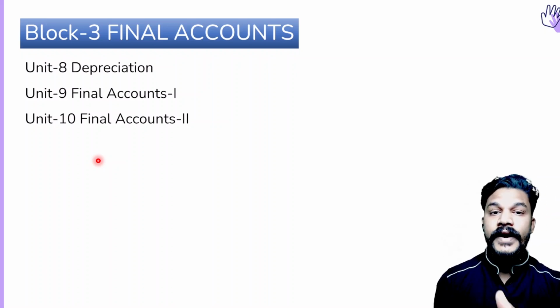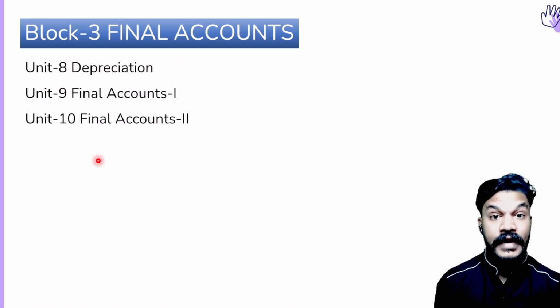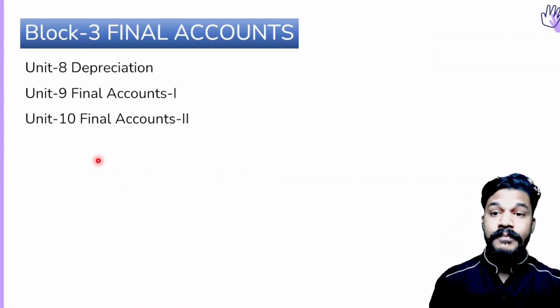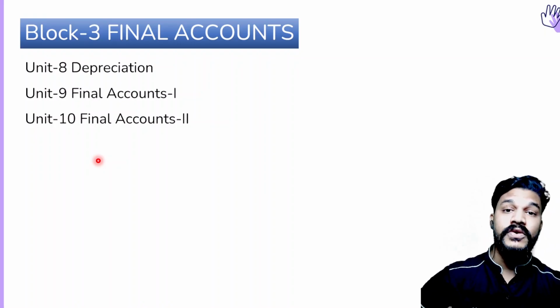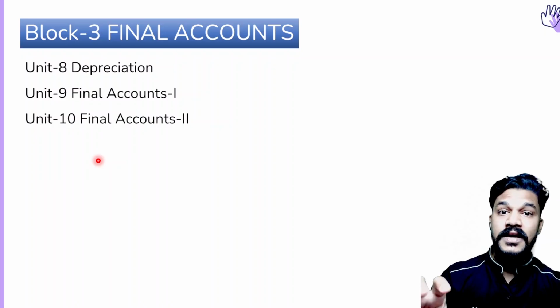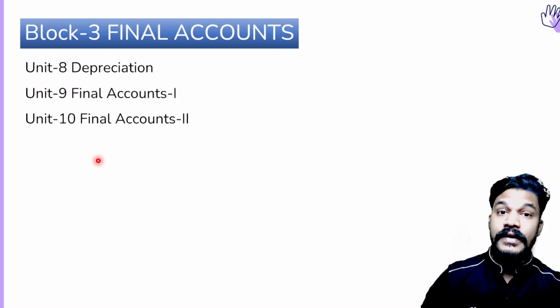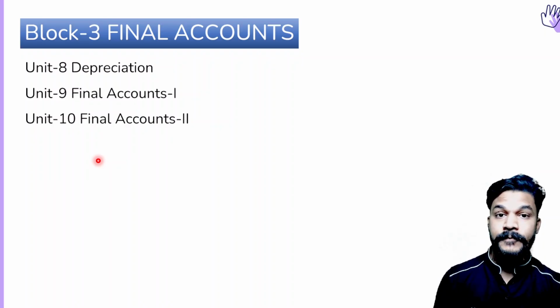Here we will be preparing the financial statements of business organizations, especially the statement of profit or loss and the statement of financial position. And up to block 3, we'll be knowing the basic accounting procedure and process and the preparation of final accounts. So as far as a basic, normal business is concerned, up to unit 10 you'll be able to prepare the final accounts of a normal business.